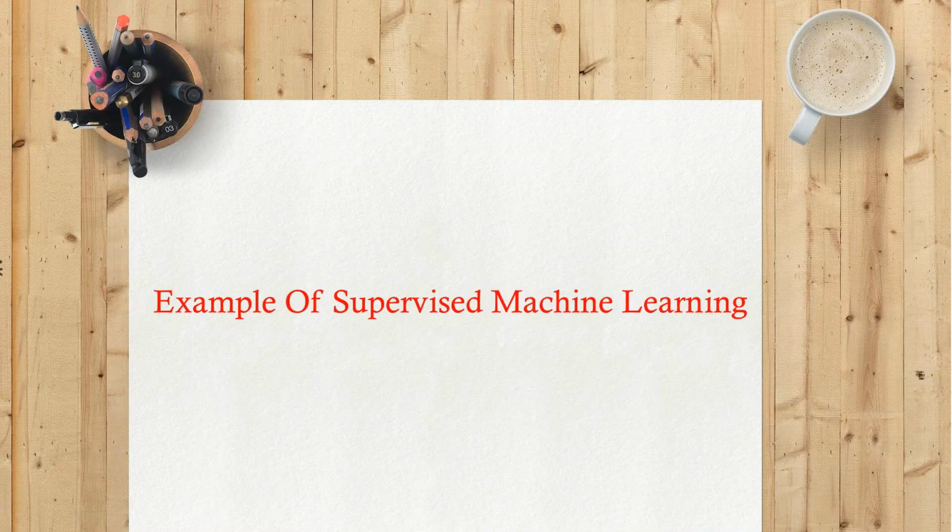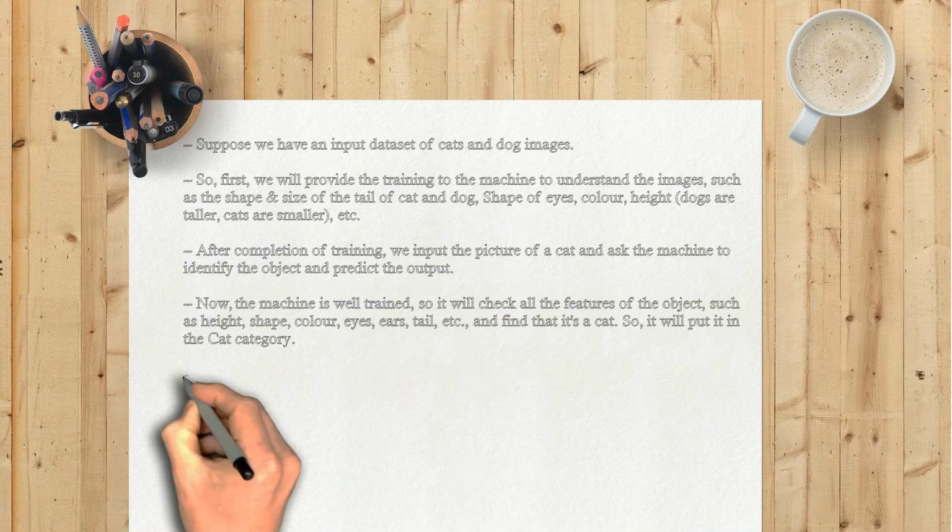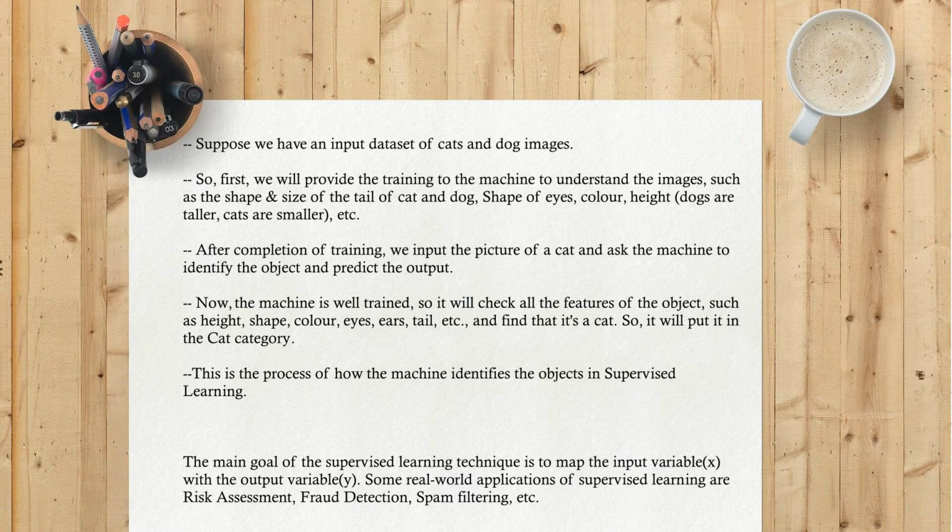Example of supervised machine learning. Suppose we have an input dataset of cat and dog images. First, we will provide the training to the machine to understand the images, such as the shape and size of the tail of cat and dog, shape of eyes, color, height; dogs are taller, cats are smaller, etc.